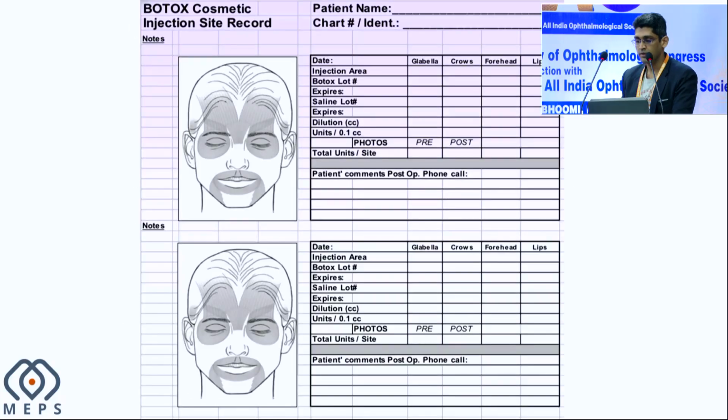One thing which you should always have is a patient chart. If the patient comes back to you again and again, this helps because you know exactly how many units you have injected in which muscle. And if the patient is happy with that pattern, you continue the same pattern. If the patient says that this pattern did not work very well, you can modify it and suit it according to the patient's liking.